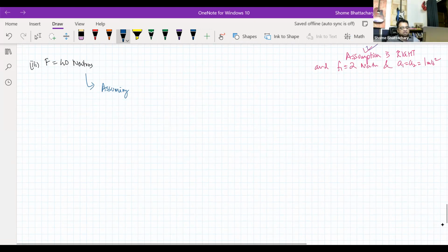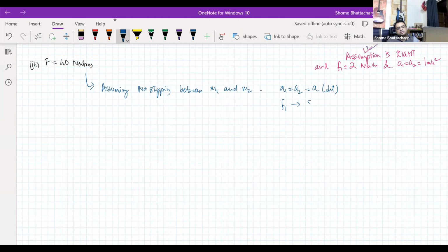I'm deliberately taking the wrong assumption, assuming no slipping between the two blocks. So I'm taking A1 equal to A2, equal to some common acceleration. So F1 should be a static friction, so F1 should be less than or equal to 4 newtons. This is the condition for no slip. Now, with that assumption in mind, my free body diagram will look something like this.